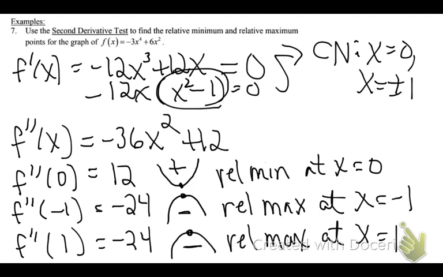Now to get the actual points for the relative max and the relative min. Whenever you're getting the actual point, you plug those values where we have relative maxes and mins into the original function. All right, so let's go ahead and do that.